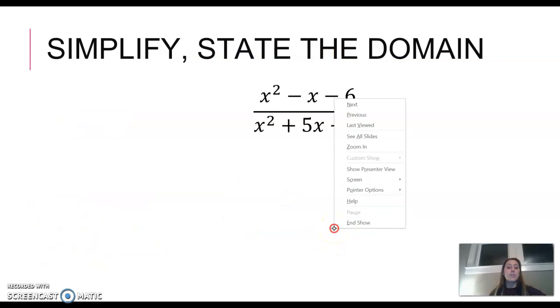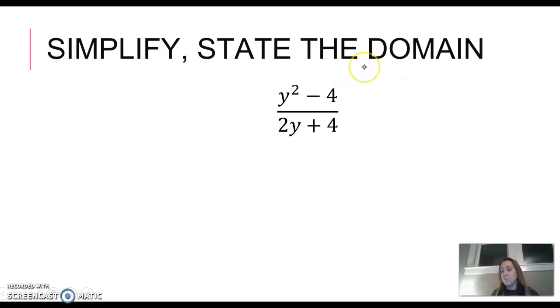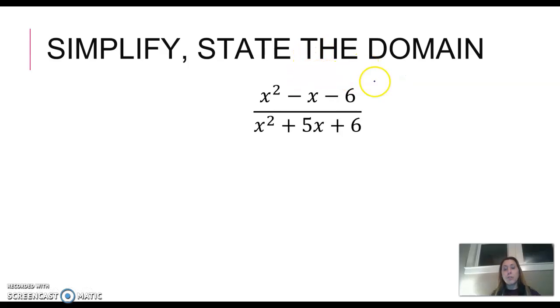Now we're going to do something a little different. Now we're going to simplify and state the domain. So when we're simplifying and stating the domain, the first step is to factor. Your second step is then find the domain. You have to find the domain before you then write in lowest terms.